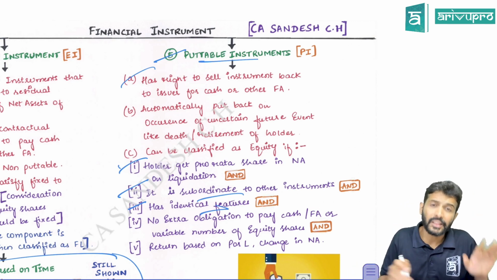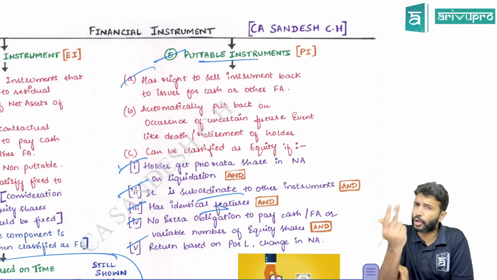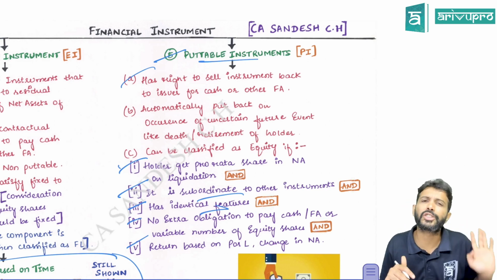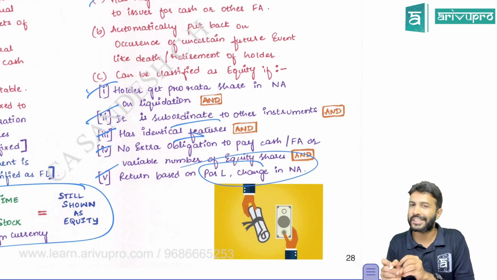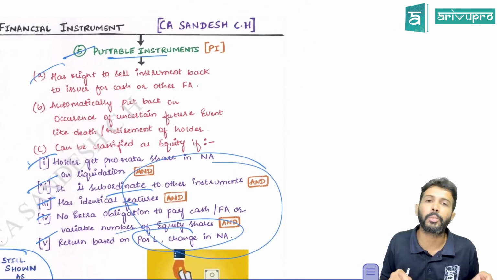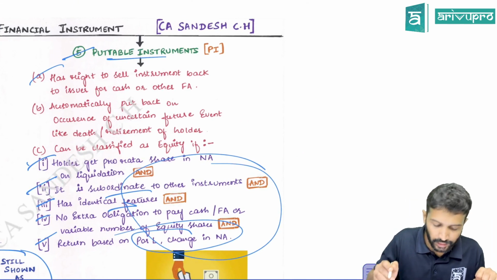Okay. Then the return of that putable instrument should be influenced. The return of equity shareholders is influenced only by two things, that is profit and change in net assets. Even the putable instrument's return should be influenced only by profit or change in net assets. If all of these are satisfied, then you can go ahead and classify the putable instrument as equity. Otherwise, their classification will be financial liability.